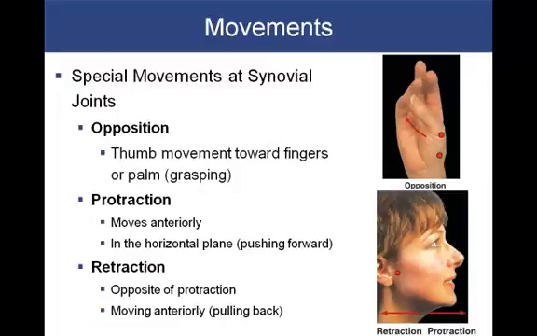Opposition is associated with the thumb. When the thumb moves towards the fingers or the palm, as if you were grasping, this is referred to as opposition. Protraction and retraction are both associated with the face. In protraction, you are extending the bottom jaw or mandible in a horizontal plane, pushing it forward, while retraction is returning it back towards its natural position. So pulling back. So retraction and protraction.